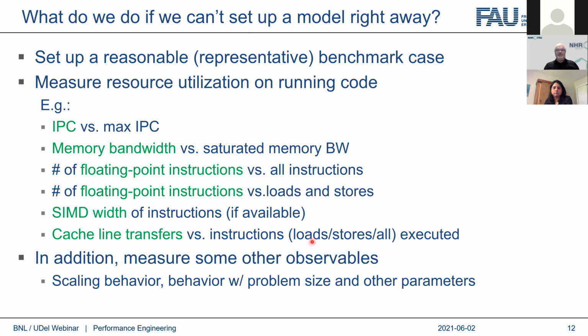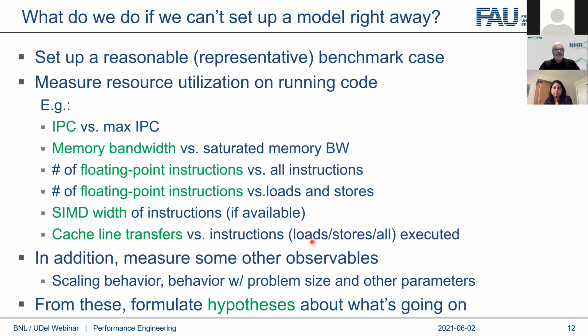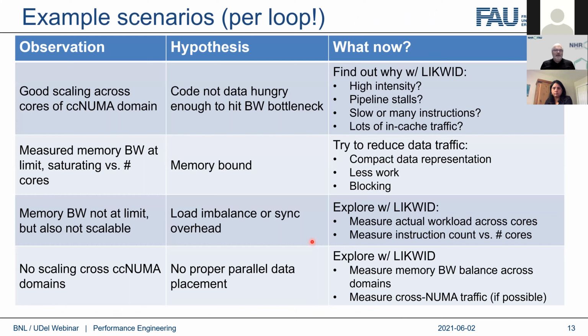Does the code scale across a NUMA domain or does it not? How does it behave with respect to problem size and other parameters? And finally, from these, we formulate some hypotheses about what's going on, and then we test these hypotheses, again, with new measurements. So here's a table of example scenarios. That's just a very quick overview of some things that could happen and some things that we're also going to visit later in the code analysis.